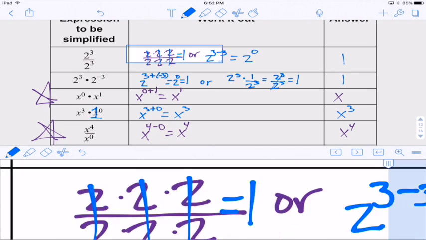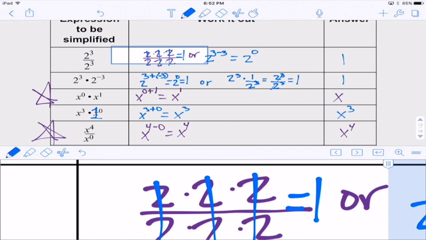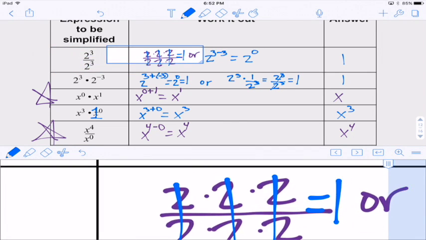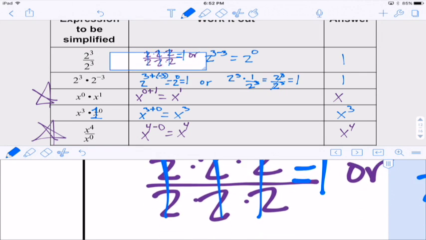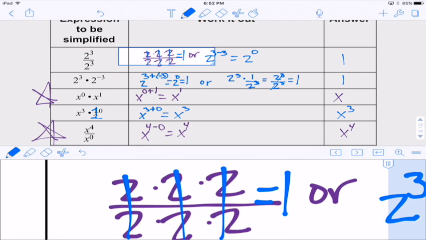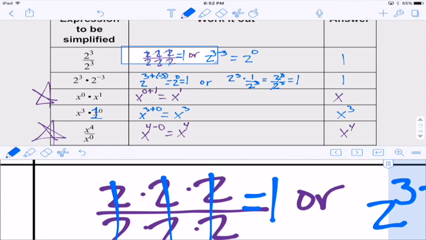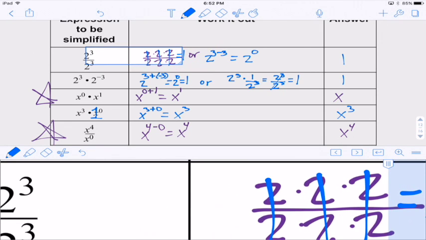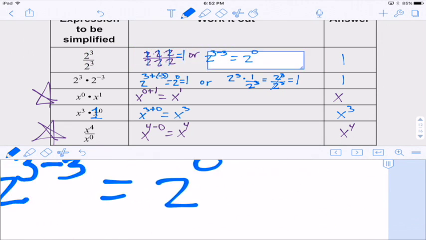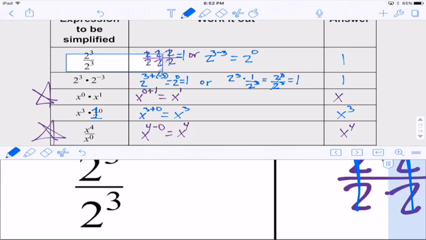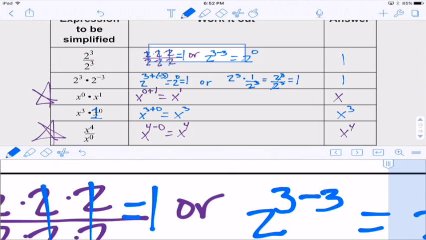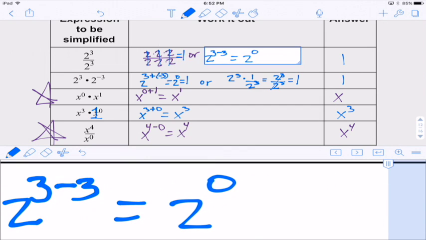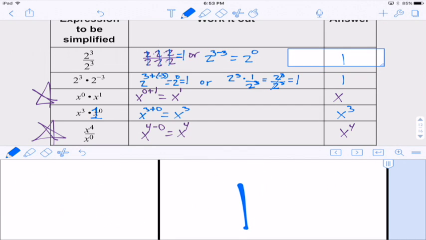Okay, so we're back. So I did this a bunch of different ways. I did 2 cubed divided by 2 cubed, and I expanded it out. You saw that we have cancellation, cancellation, cancellation, and it equals 1. It doesn't equal 0, right? Because 2 divided by 2 is 1. So that's how I got 1. Or I used that quotient rule where I subtracted. 2 to the 3 minus 3 equals 2 to the 0, which is going to be 1.